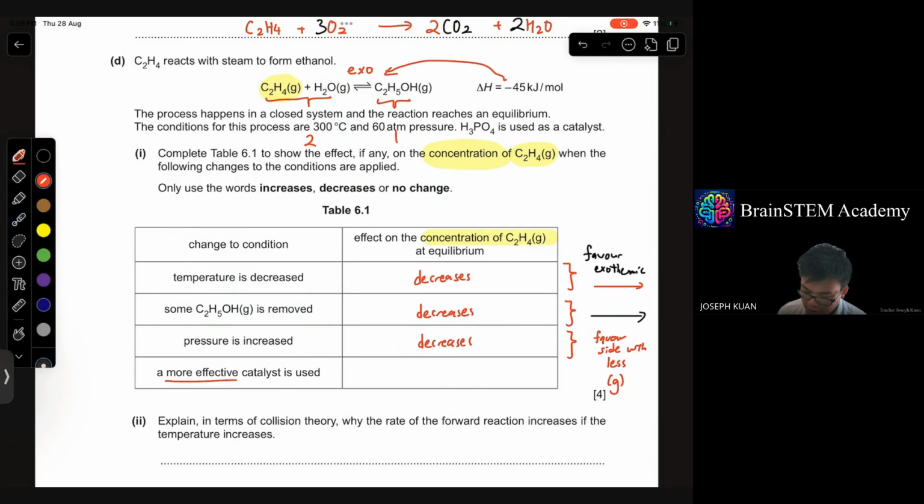Lastly, change it to a more effective catalyst. Catalyst doesn't change the yield of the reactor or product in equilibrium, so no change happens.